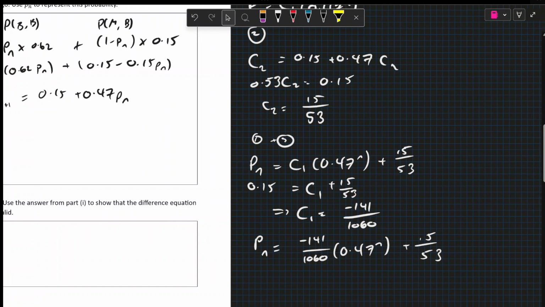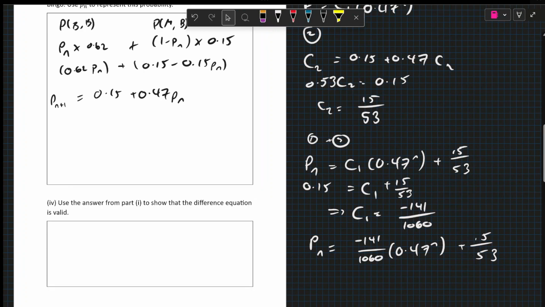Although 1060 is a multiple of 53. So use the answer from part 1 to show the difference equation is valid.